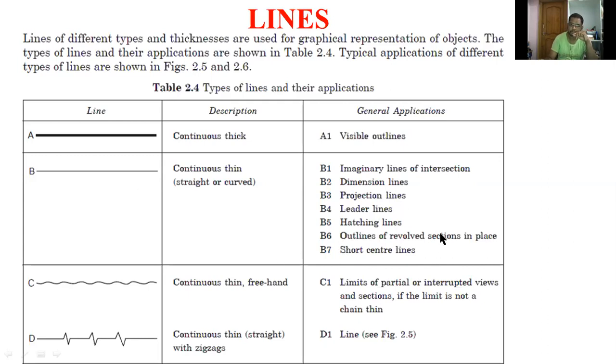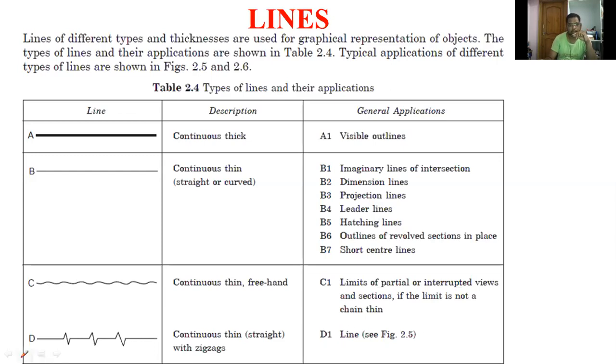Okay, now type C line is continuous thin and freehand line. Continuous thin and freehand line. This line is used for indication of limits of partial or interrupted views and sections if the limit is not a chain thin.